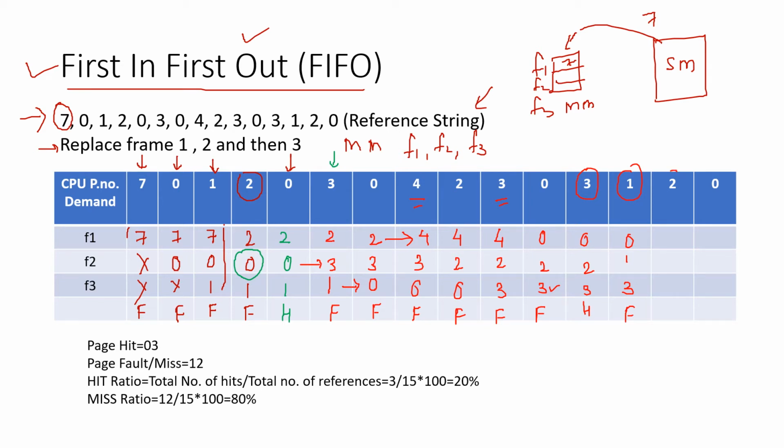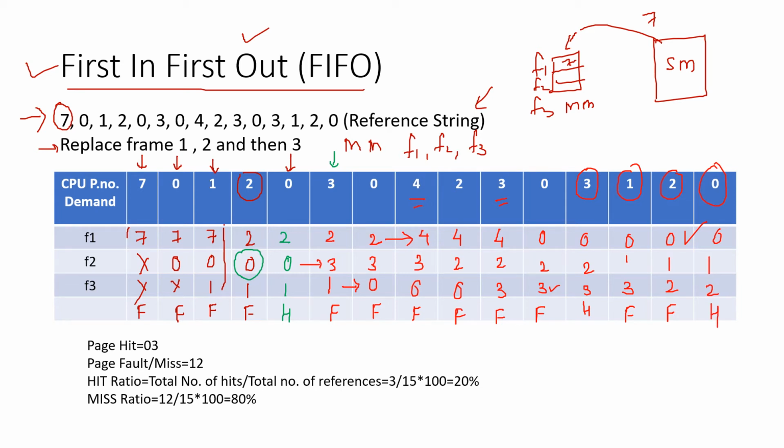Then next is 2. So again what will you replace now here? Frame number 3. And the last one is 0. It's a hit, right? 0 is already there. So 0, 1, 2 and this is a hit.